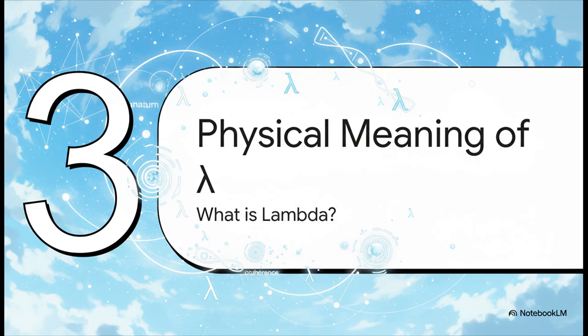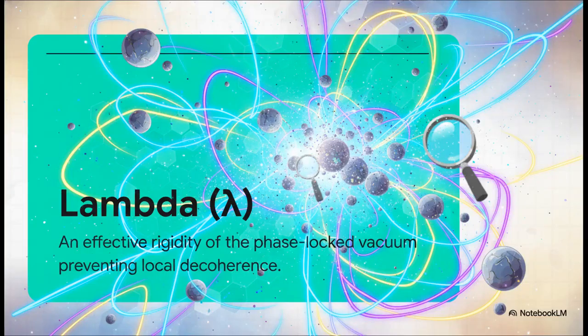So what exactly is lambda? Now, what's really interesting here is that lambda is not a new fundamental force. You shouldn't think of it like electromagnetism or gravity. Instead, think of it as the effective rigidity of the phase-locked vacuum. It's like a cosmic shell elasticity. It is literally the energetic cost of distorting the locked structure, and it actively prevents local decoherence.